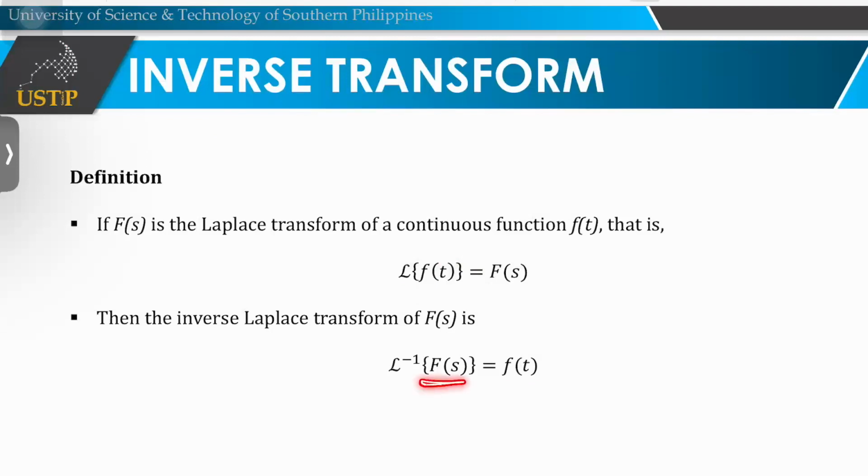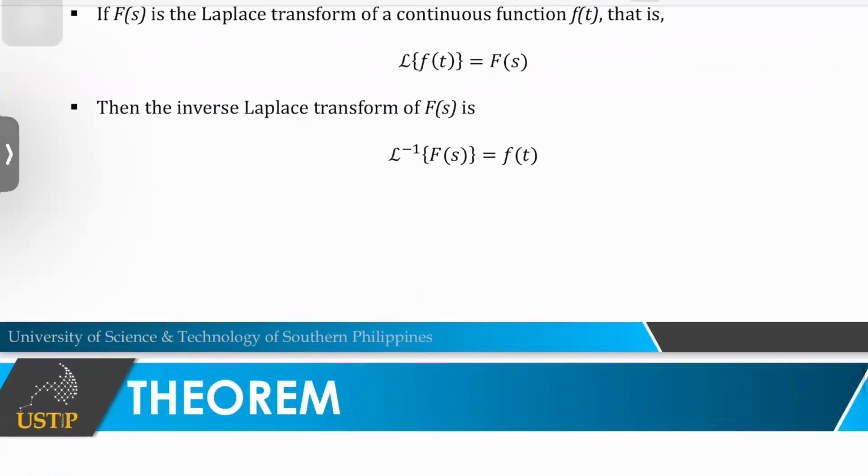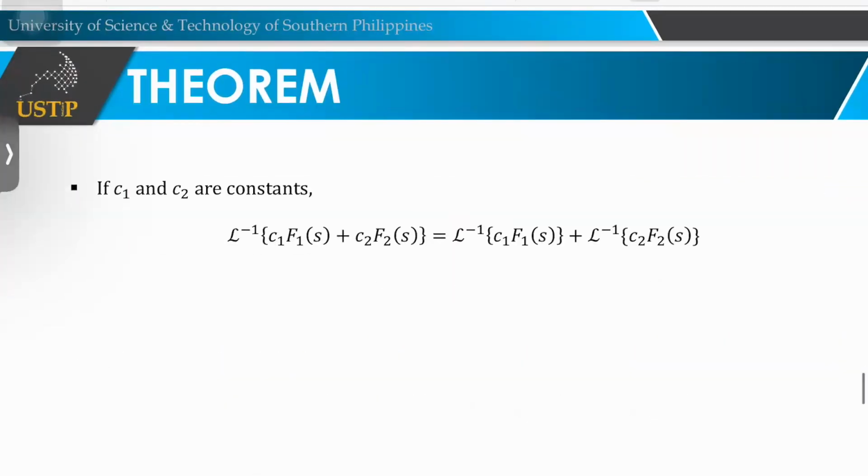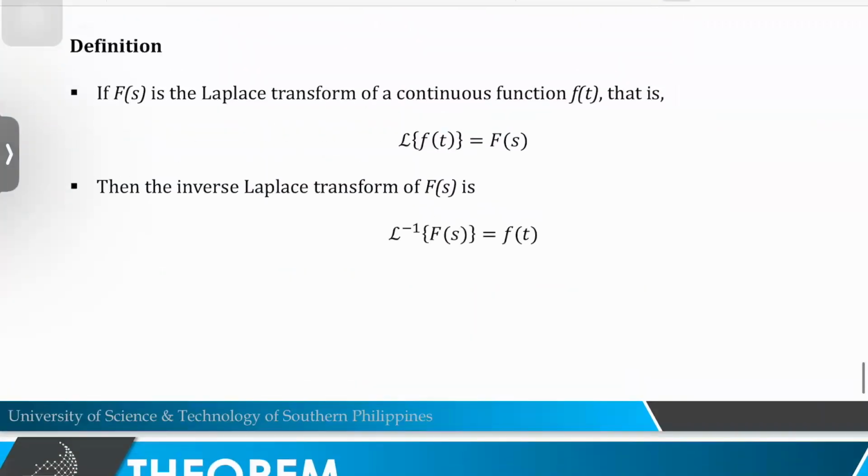We are given F of s, and we need to get the inverse transform of that to extract the original function. So how do we do that? It's very important that you have knowledge of the Laplace transform, because how are you going to solve for the inverse of a transform that you do not know about? We also have the linearity property, which we can still use when getting the inverse Laplace transform.